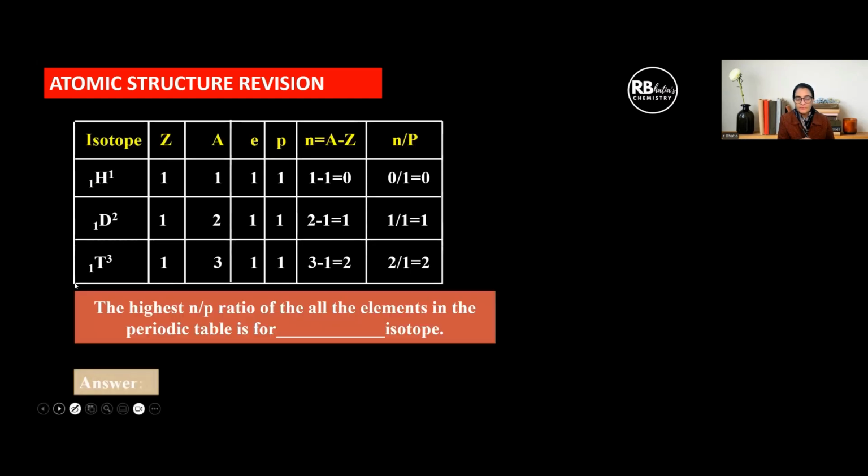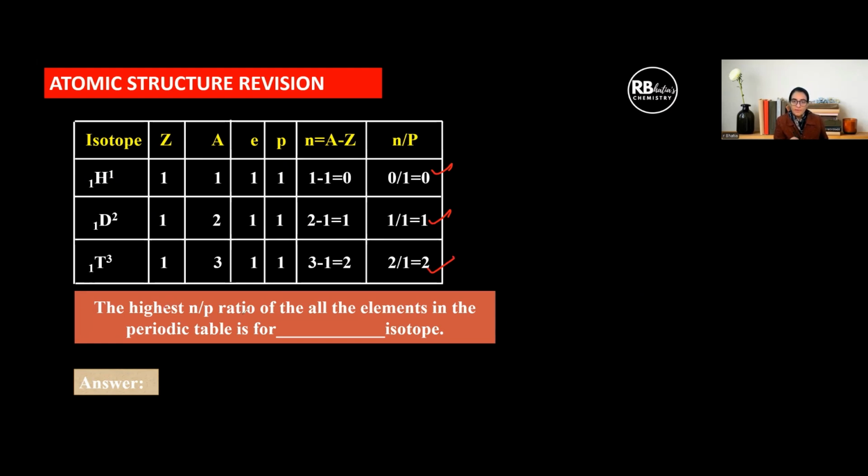So here we have the different isotopes. I have written the atomic numbers, that is the number of protons in each, which is 1, 1, and 1. The mass number is 1 for this, 2 for this, and 3 for this. So number of electrons is equal to Z, protons is equal to Z, and then we can calculate the number of neutrons in each case, and from there the N by P ratio.